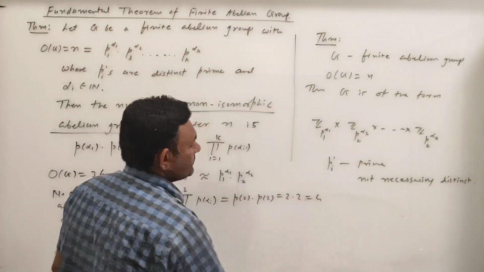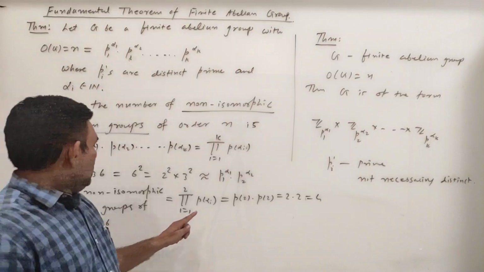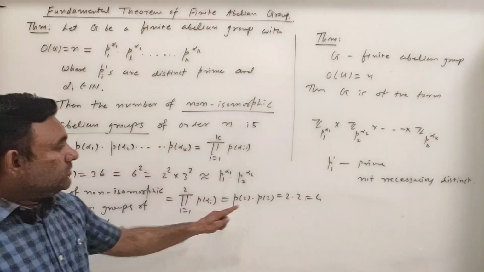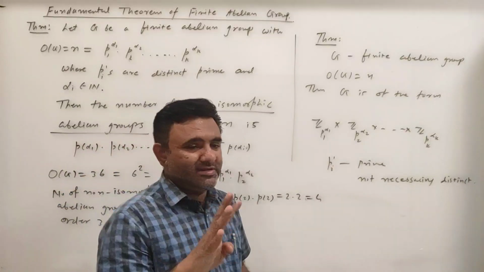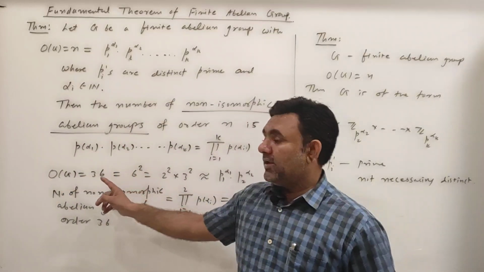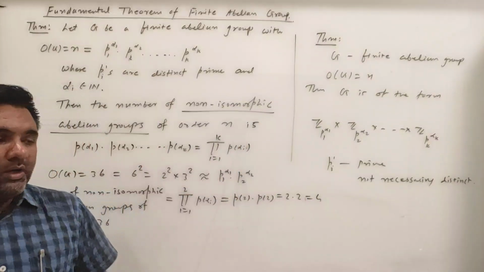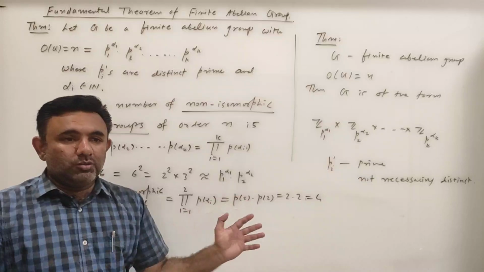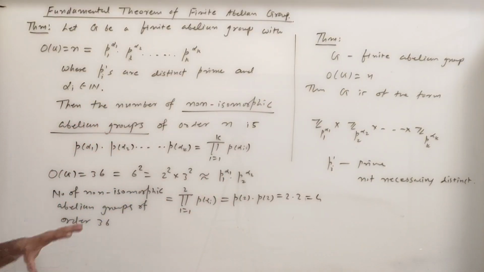So 2 into 2 is 4. तो क्या मतलब हुआ? Number of non-isomorphic abelian groups of order 36 is equal to 4. तो मतलब आपको 4 ही ग्रुप ऐसे मिलेंगे 36 ऑर्डर के, जिसका ऑर्डर होगा 36, वो अबेलियन होंगे, and those 4 are non-isomorphic, right? And what are those 4 groups? So let me list out those 4 groups.